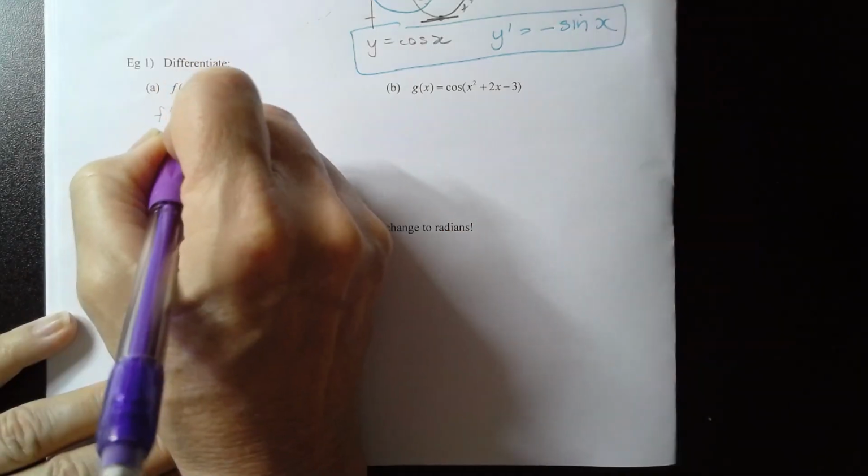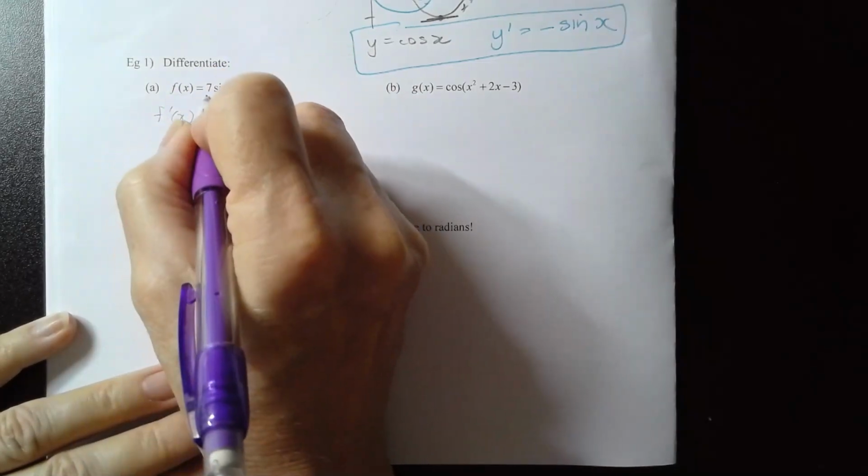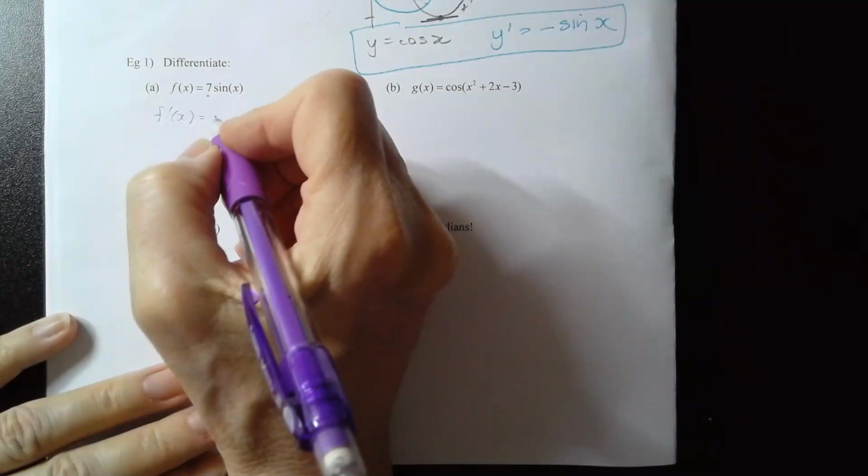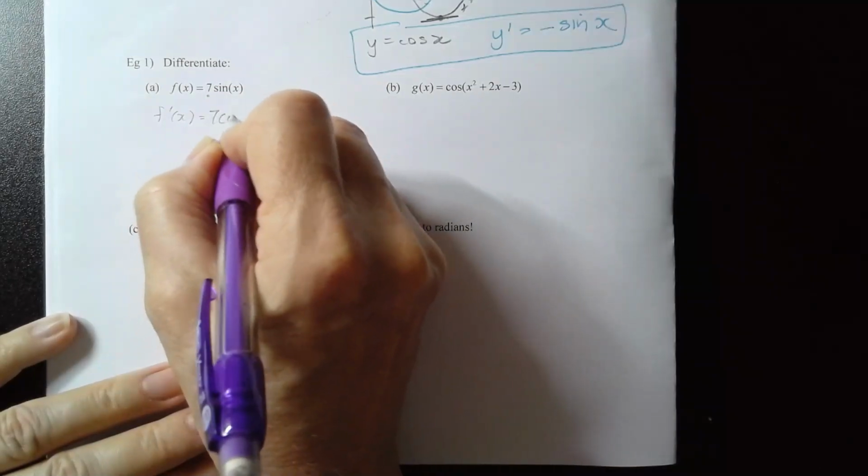The derivative of 7 sin x: the 7 is just the coefficient, so it's fine. So I'll do 7 cos x.